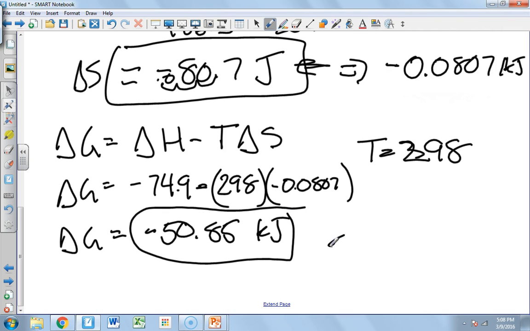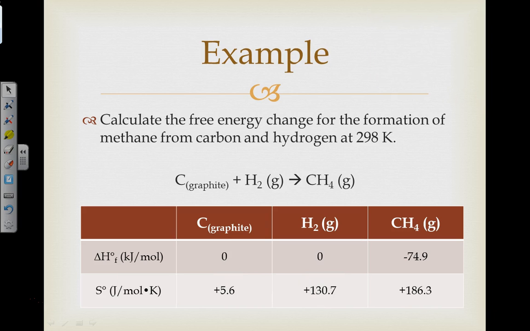So that reaction is spontaneous. That's what that tells us. It is going to happen without any outside interference at that temperature. Okay, so that gives us an example of how to solve for delta G, the Gibbs free energy.